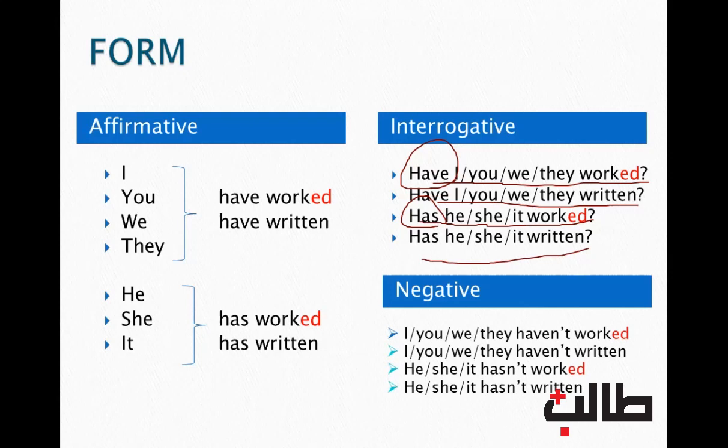Can you see? We just use haven't or hasn't. That's it. يبقى instead of using have or has, I use haven't or hasn't. وانتوا عارفين طبعا have with plural pronouns and has with singular pronouns. اتفقنا على كده من شوية. هو ده negative form. I haven't worked. They haven't written. It hasn't worked. It hasn't written. So easy for you, the negative form.